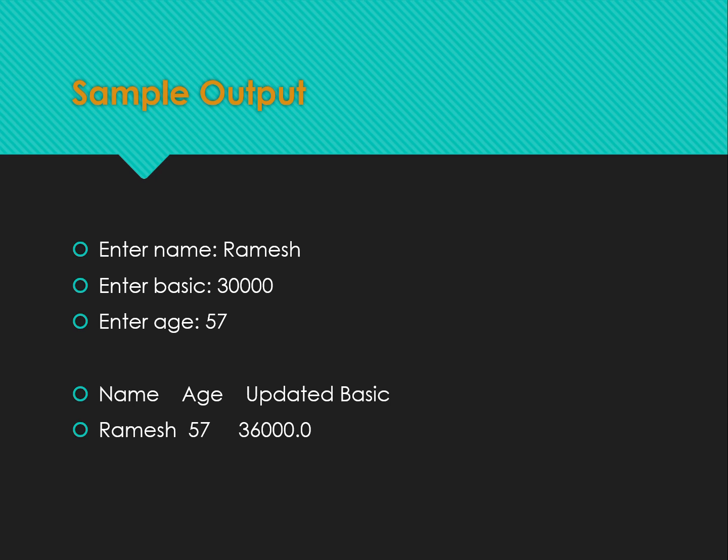Since Ramesh is 57 years old, he qualifies for a 20% increment. That means his updated basic salary becomes 36,000. The output is then displayed neatly, showing the employee's name, age, and updated basic salary. This sample demonstrates how the program applies the rules correctly and presents the result in a clear format.